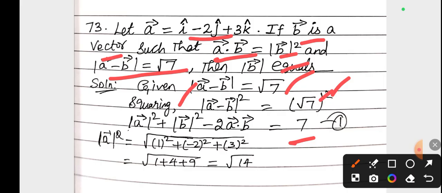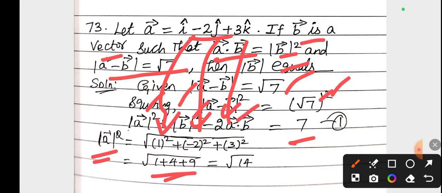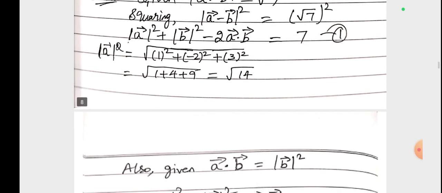Then here, if you multiply A minus B into A minus B, you will get magnitude of A square plus magnitude of B square minus 2 A vector dot B vector. Simple. Magnitude of A square: you have to first find magnitude of A, then only magnitude of A square. So root over 1 square plus minus 2 square plus 3 square, so 1 plus 4 plus 9. Then we got root over 14. So magnitude of A square, now 14 will come.